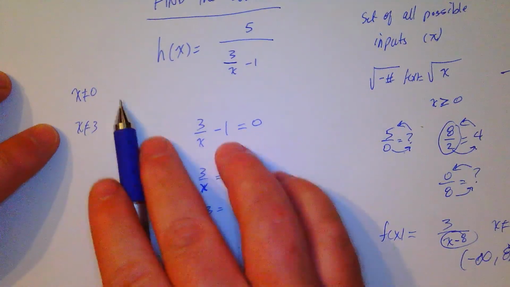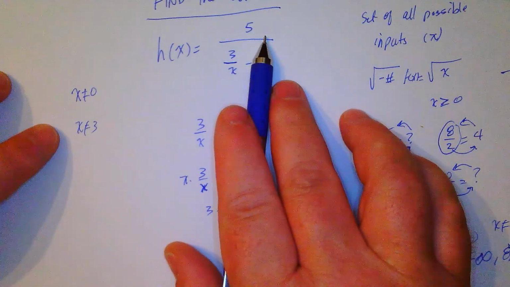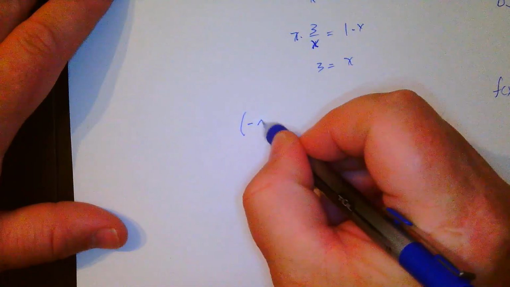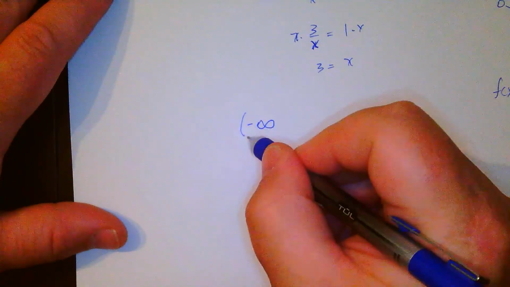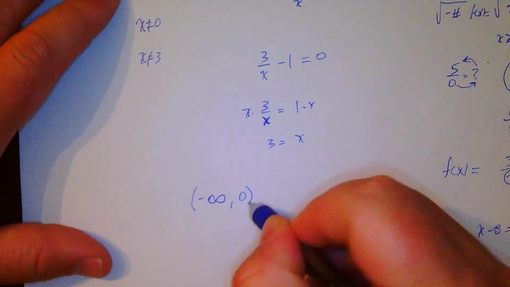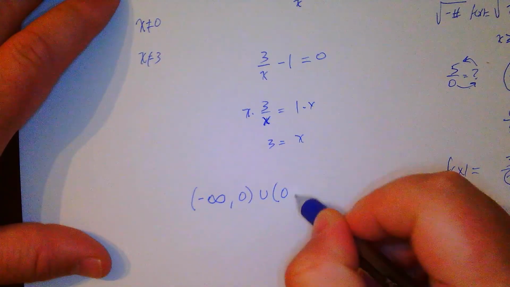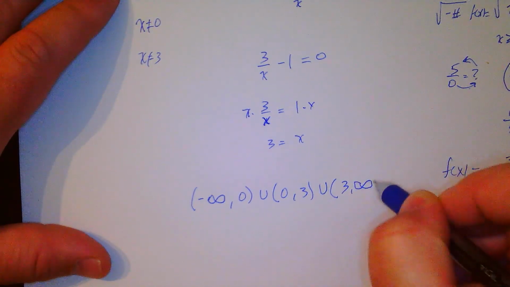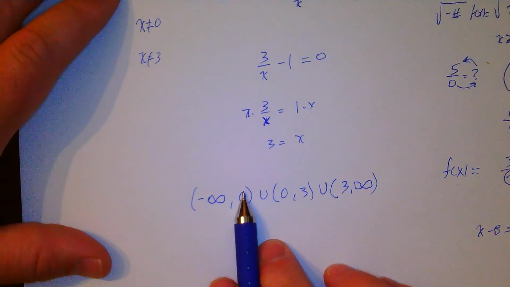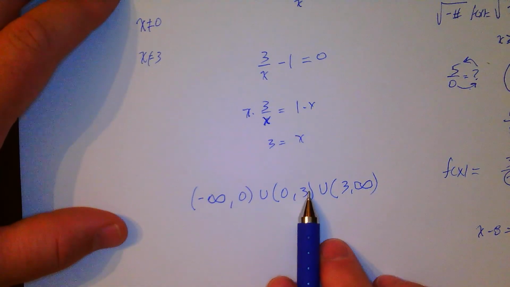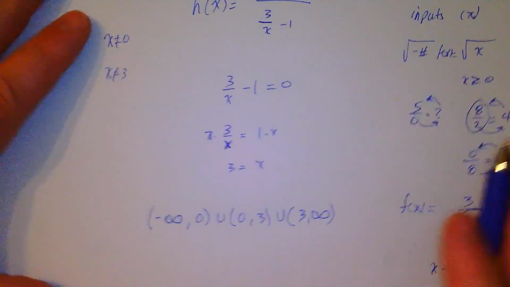So there are 2 gaps in this function. It can't be 0, it can't be 3. So the way you write that is, you have from negative infinity, which isn't a number, so it's a curved bracket, all the way up to 0, and then from 0 to 3 works, and then from 3 to anything else you want works. But 0 you cannot use, so it's a curved bracket, and 3 you cannot use, so it's a curved parenthesis, not a square bracket.